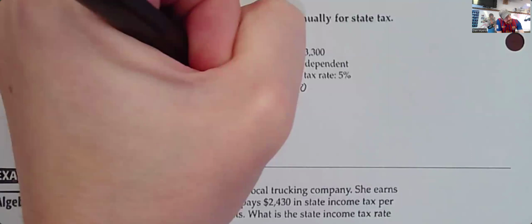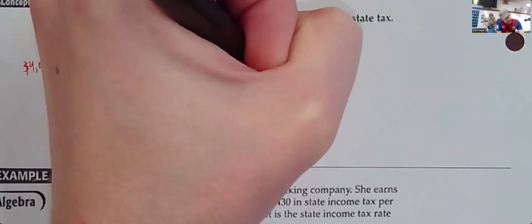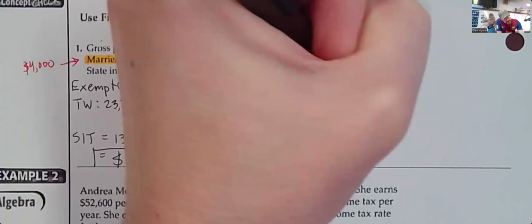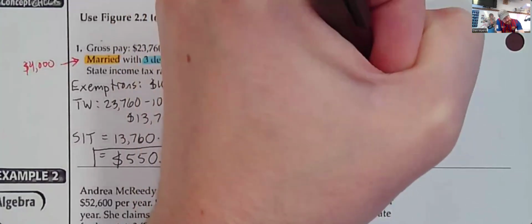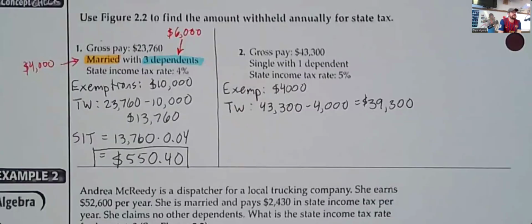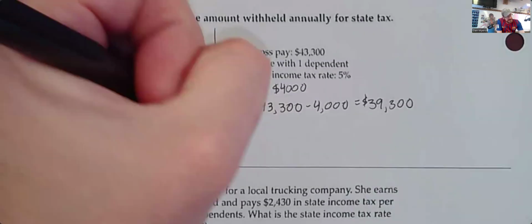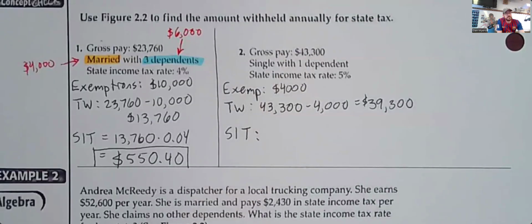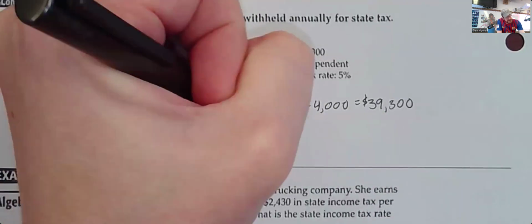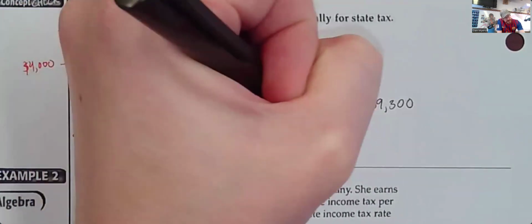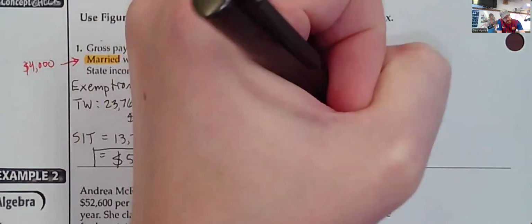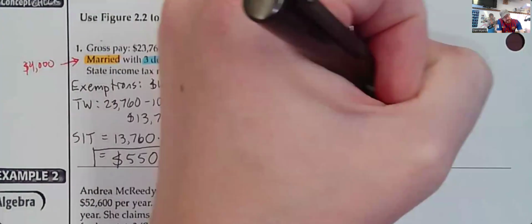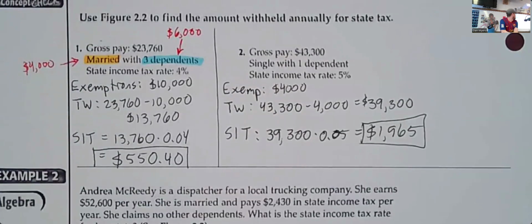Taxable wages, 43,300 minus the 4,000. So $39,300 in taxable wages. What's the state income tax? Who's got it? $1,965. Good. So if we take 39,300 multiplied by the 5%, 0.05, $1,965 in state income tax. Cool.